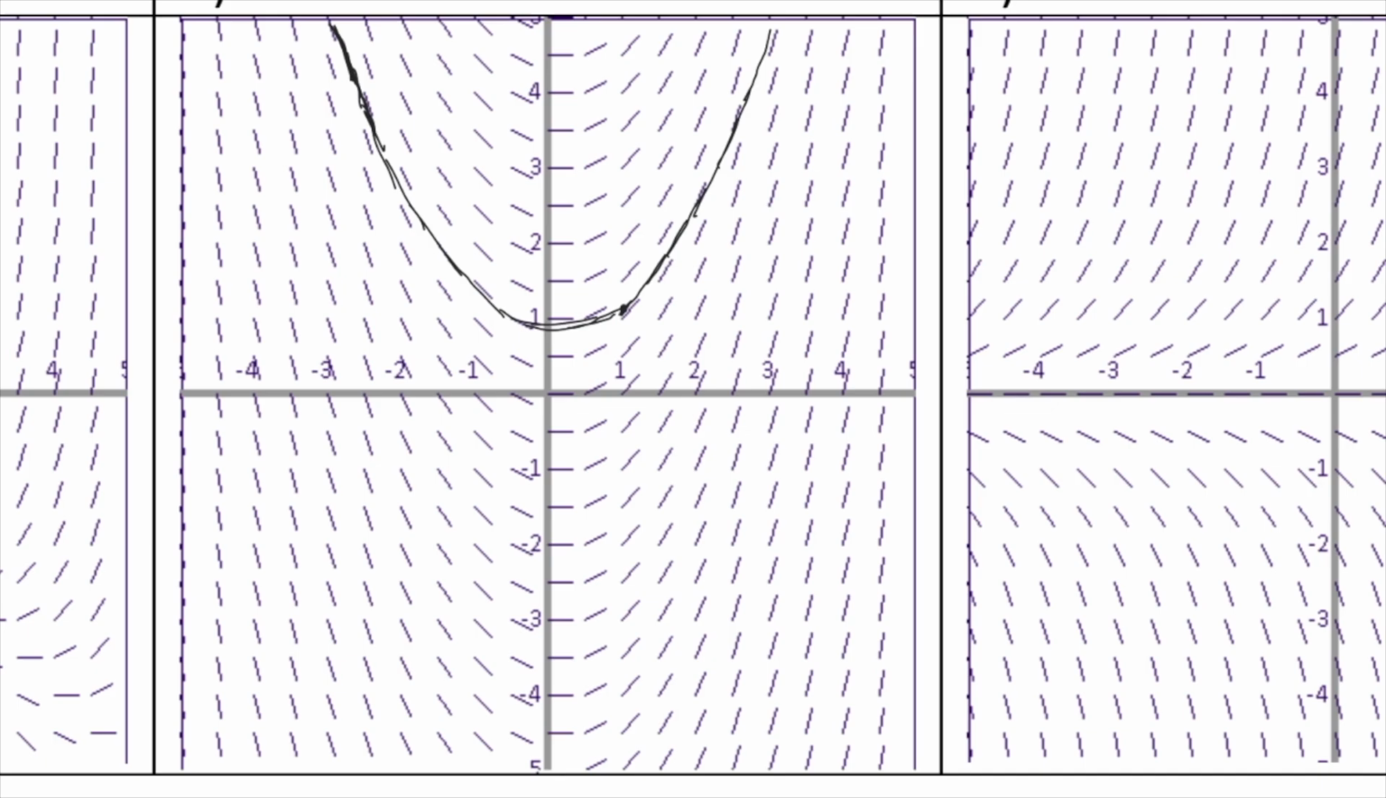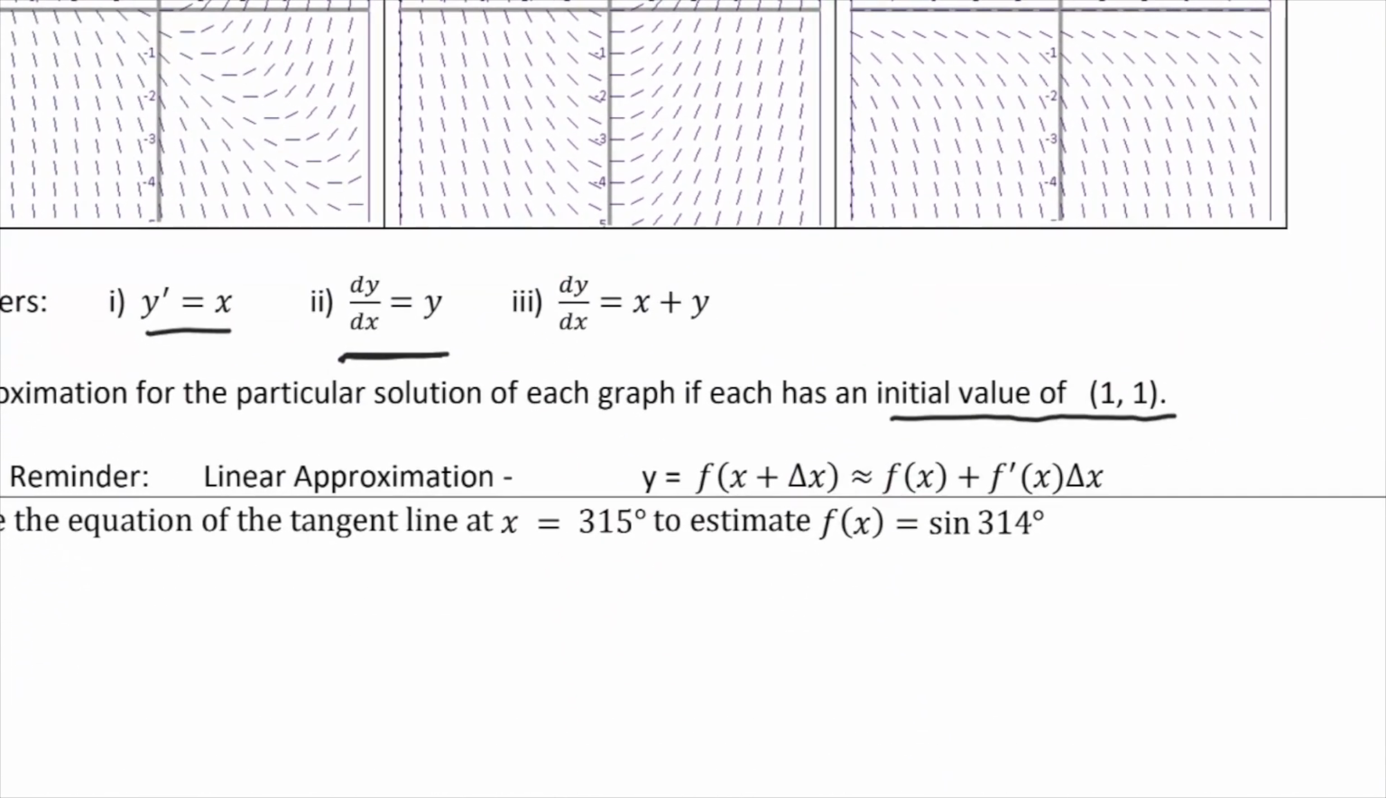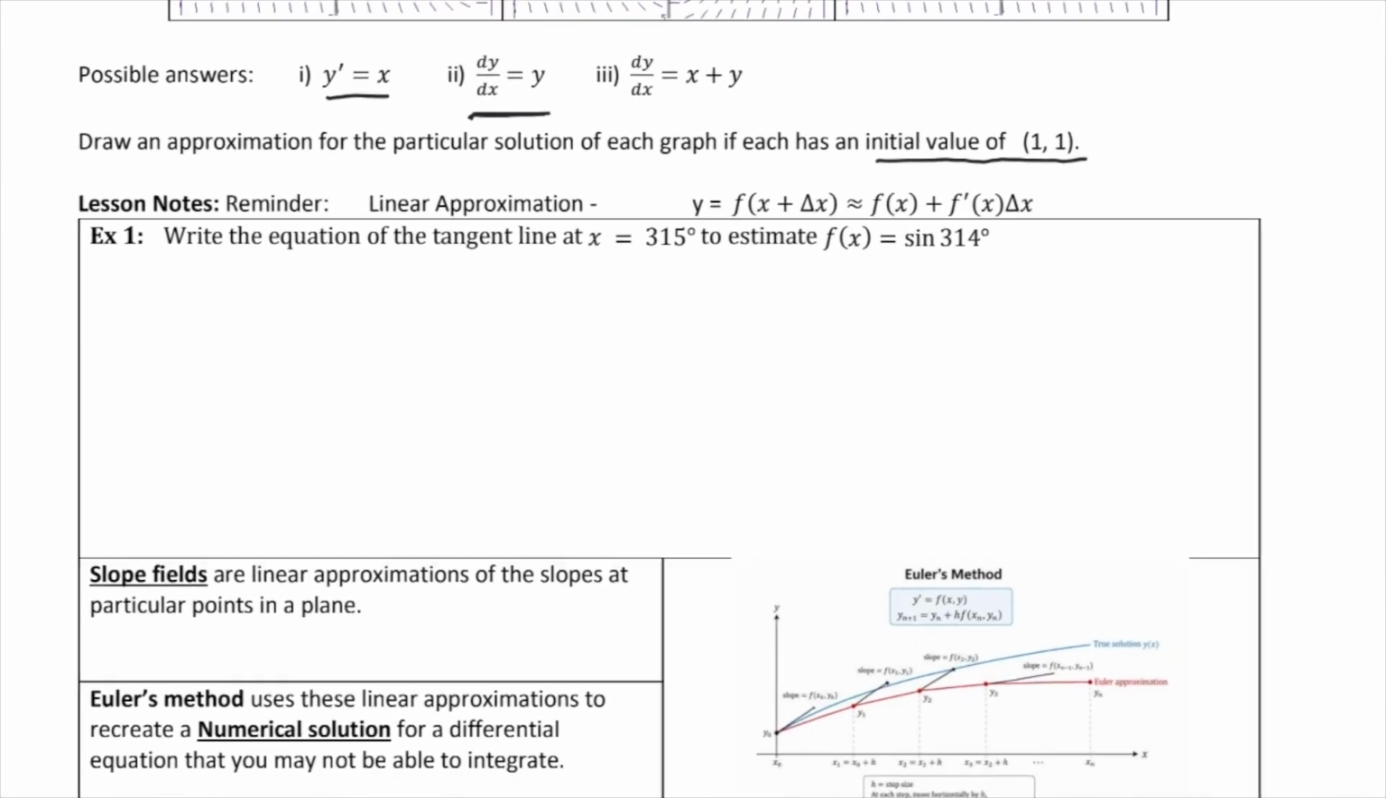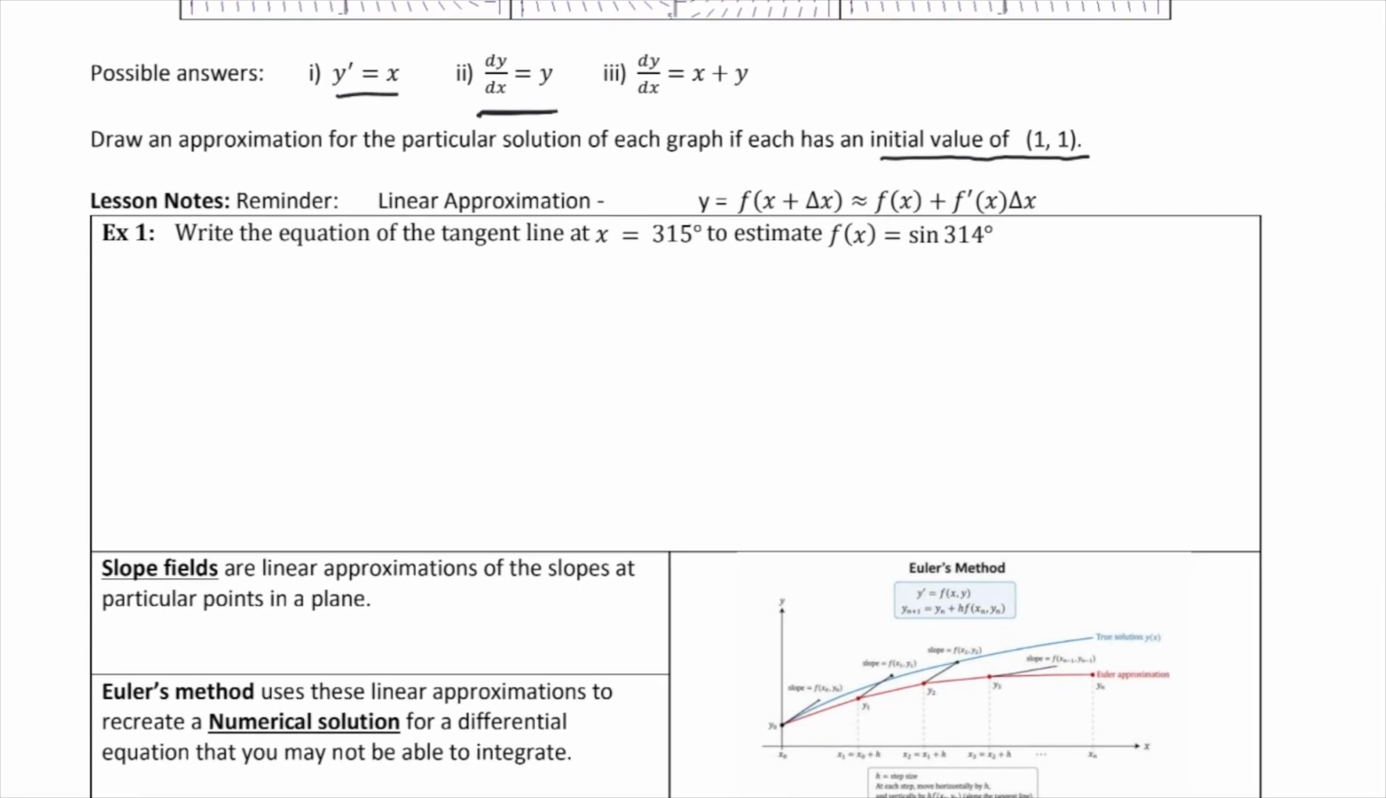So our goal for today is to use Euler's method to write an approximation for the integrals of each function. Now we're not actually able to find these integrals, so we want to use ideas centered on slope fields to find estimated values. We begin by writing the equation of a tangent line at x equals 315 degrees so that we can estimate the sine of 314 degrees.